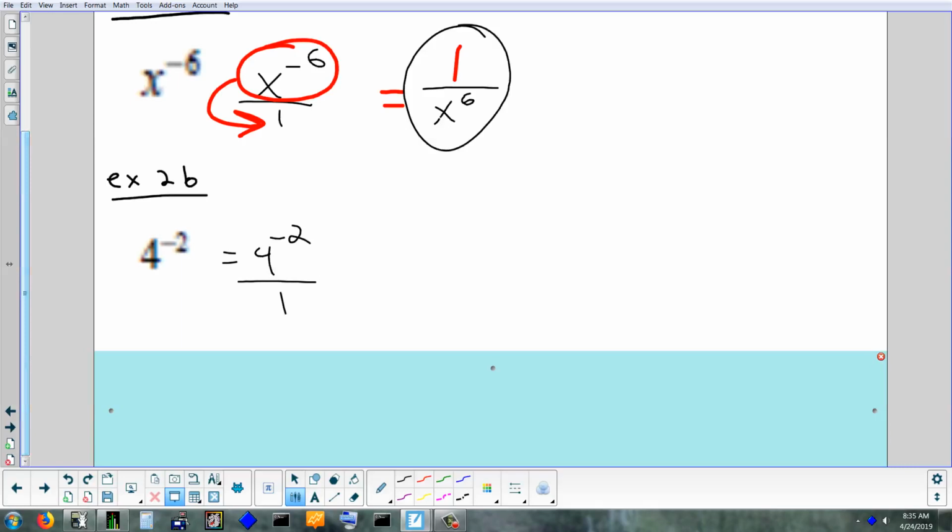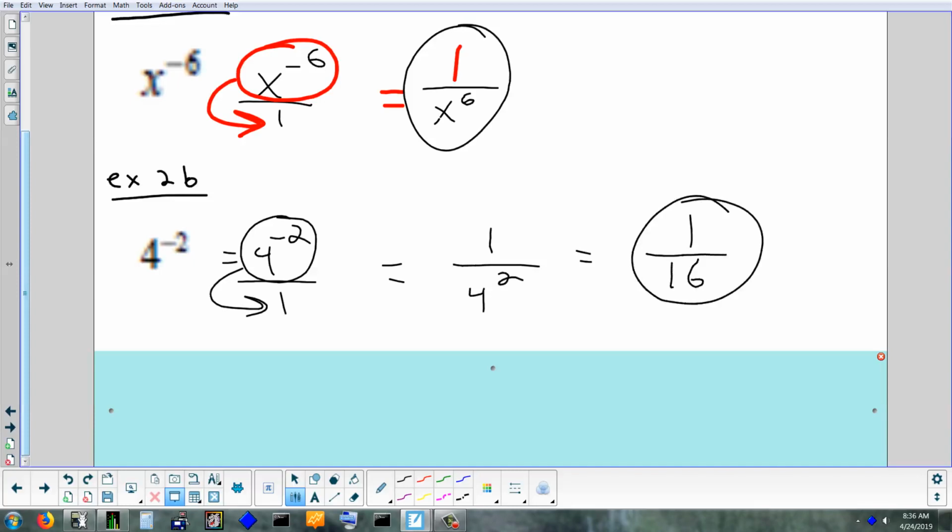So what has to move here? The 4 and the negative 2. The 4 with the negative 2. Package deal. They go together. Where does it have to go? It has to go to the bottom. Okay. Now again, another example where everything that was in the top is gone. That's not always going to happen, right? But in these 2 cases it did. So what's left in the top? 1. And what's going to be in the bottom? 4 to the 2nd. Now, because these are numbers, we can take it one more step. What is 4 to the 2nd? 16. So the answer here is 1/16.